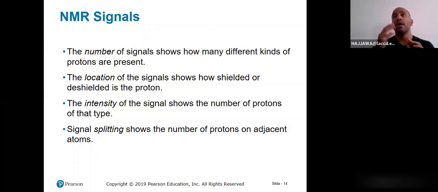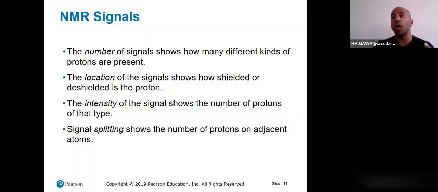What is that supposed to mean? If I see a peak and another peak next to it that's 3 times the height of the very first one, what does that tell me? That tells me I have 3 times the number of hydrogens of the first one. So I need to take that into consideration: how many hydrogens are sharing that peak? That will be the intensity of the signal.